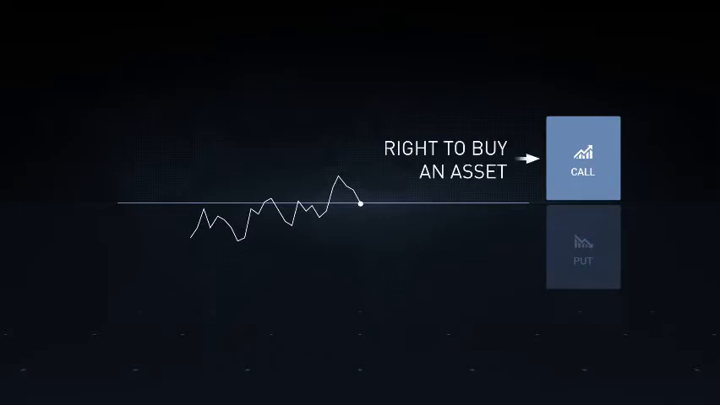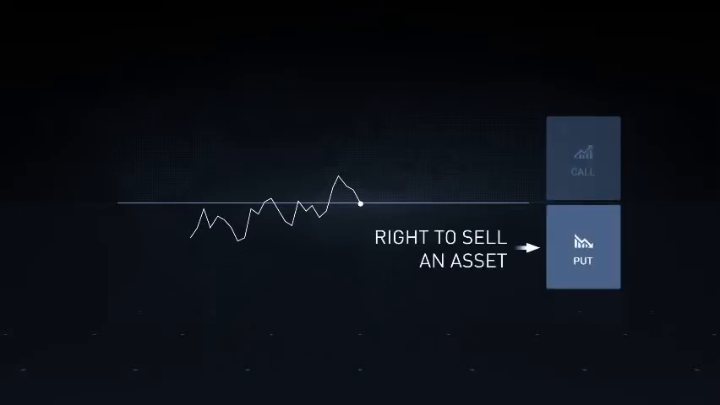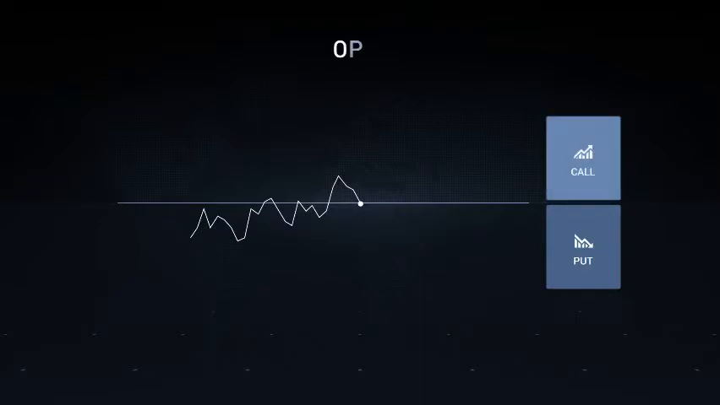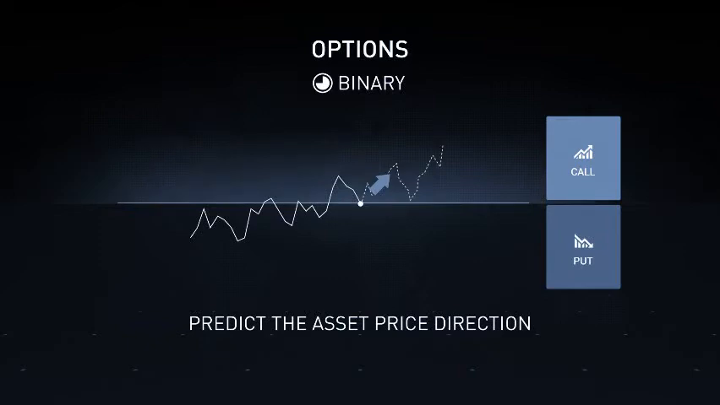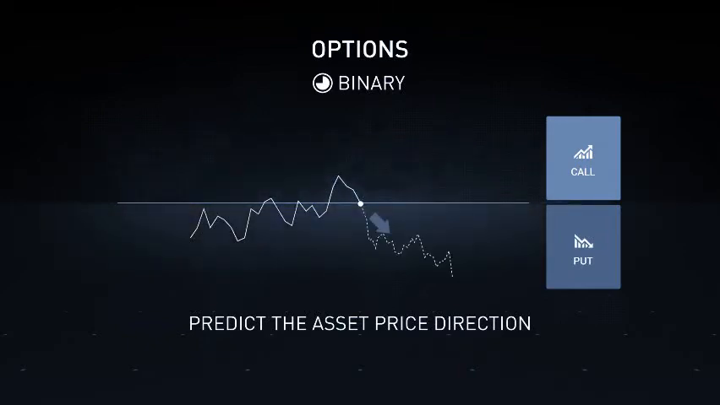There are two main types of options: call options, calls, and put options, puts. A call option gives you the right to buy an asset. A put option gives you the right to sell an asset. Options is a popular trading instrument that has many variations. If you choose binary options trading, you should predict the asset price direction, whether the price will go up or down compared to the opening price.